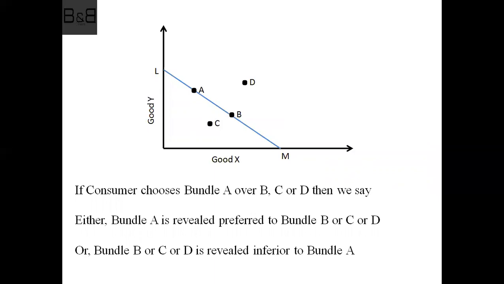For the given budget line LM, if a consumer chooses bundle A over bundle B, C, or D, then bundle A is called revealed preferred to bundle B, C, or D. Or in other words, we can say bundle B, C, or D is revealed inferior to bundle A. Therefore, A is revealed preferred to all the combinations available in the triangle LMO.